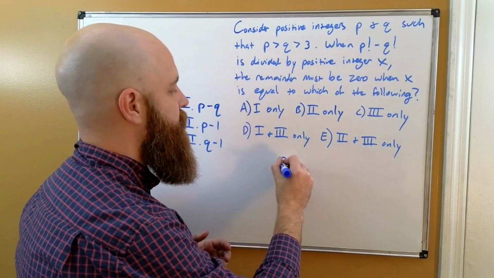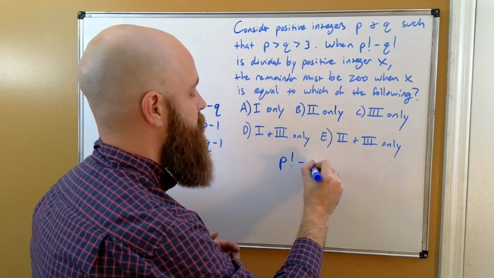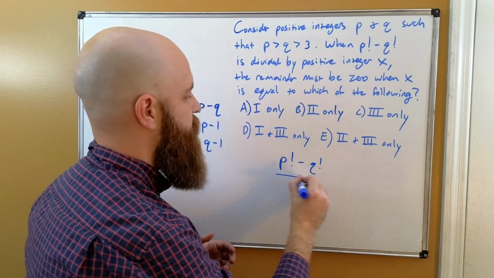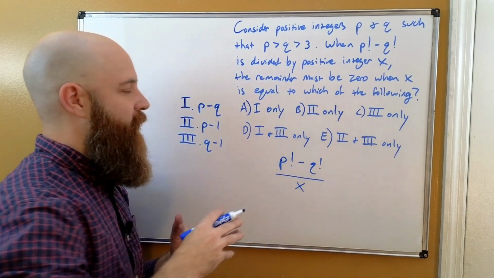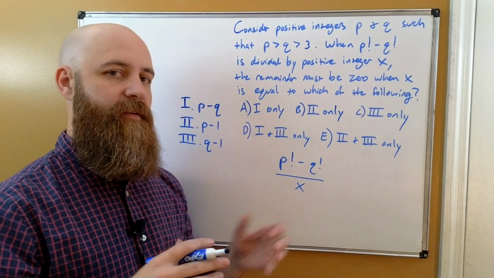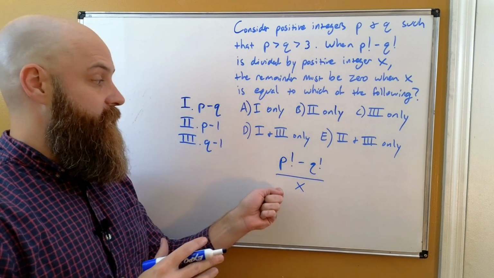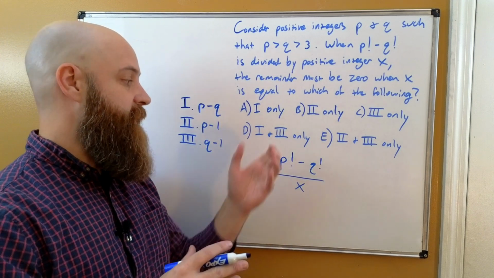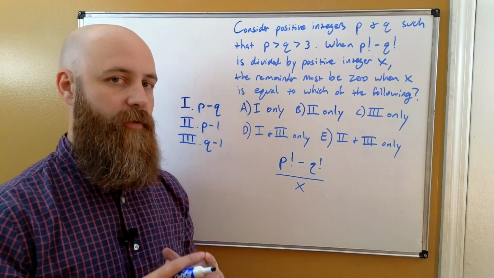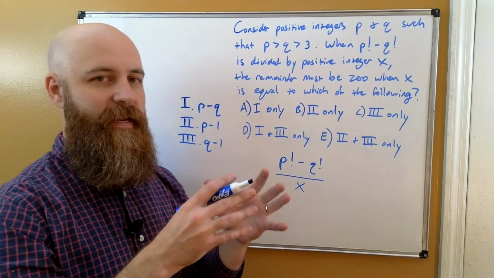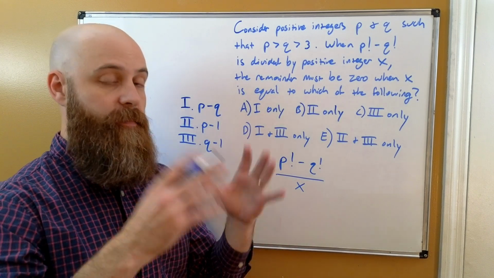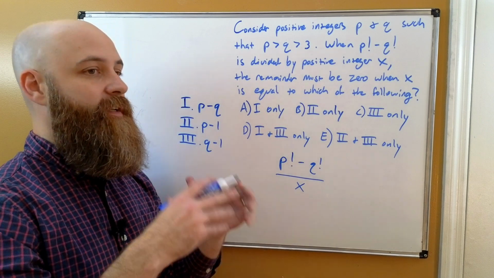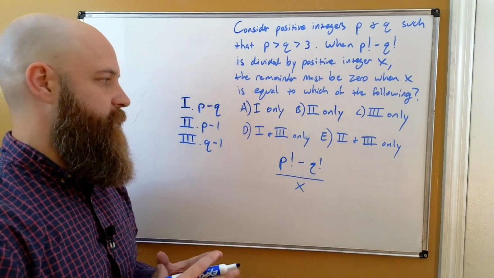Okay, so let's break this down. I've got p factorial minus q factorial divided by a positive integer x. So what would it mean for the remainder to be 0 here? Well, basically it would mean that p factorial minus q factorial is divisible by x, or that x is a factor of p factorial minus q factorial. So I've got this language about remainders, but it's all boiling down to this familiar number properties concept of divisibility. Is x a factor of this expression?